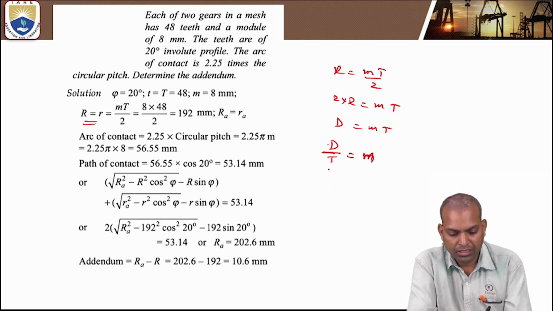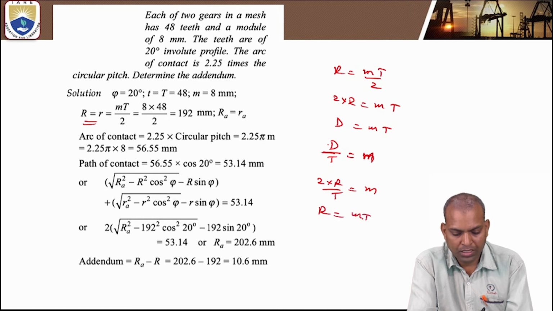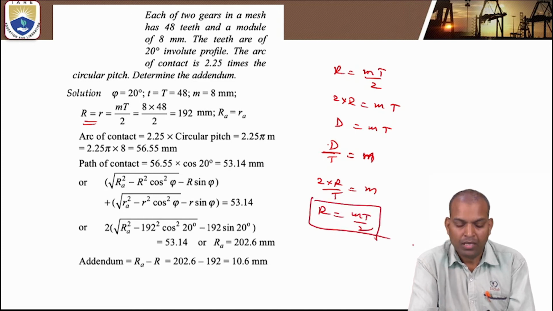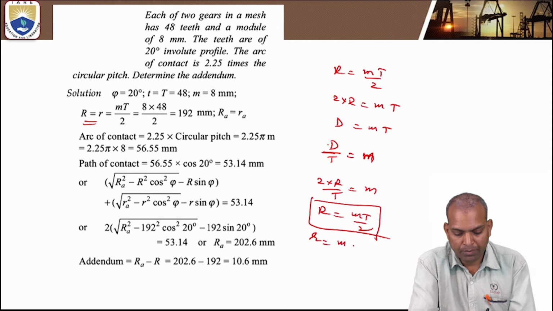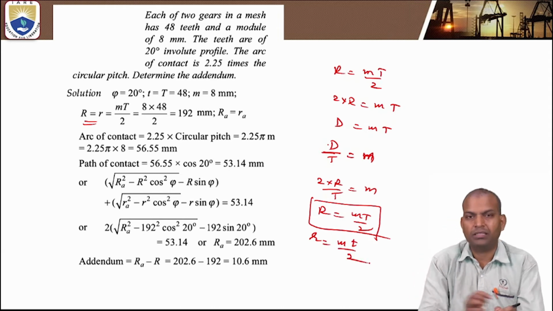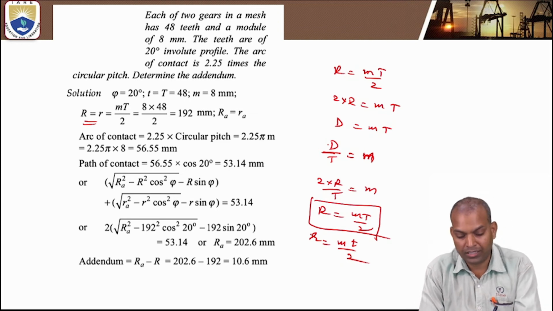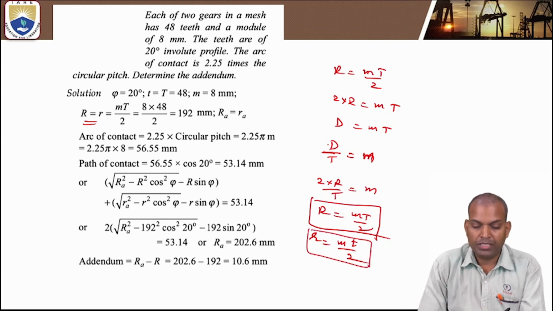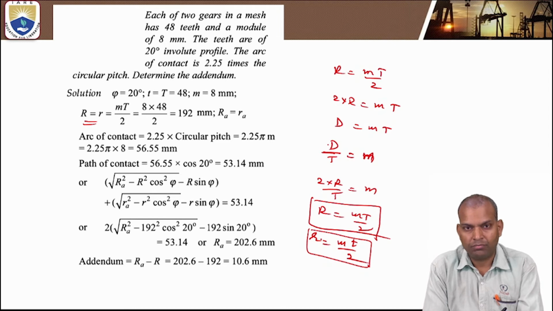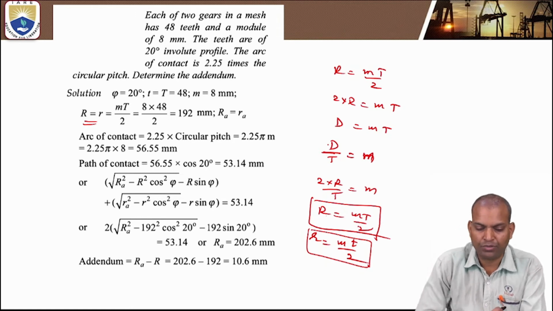That's why we converted D to 2 times R by T. Now R equals mT by 2. Whatever, small r equals m into small t by 2, with the number of teeth of the pinion by 2. That is the pitch circle radius of the pinion. The pitch circle radius of the gear is R equals mT by 2. Here both are equal, capital R equals small r. That's why we considered m into capital T by 2.